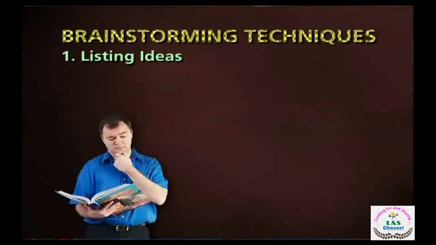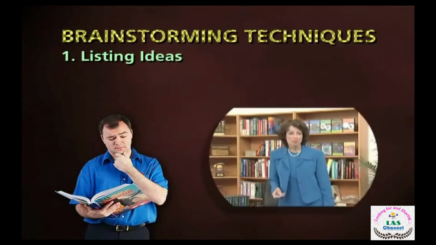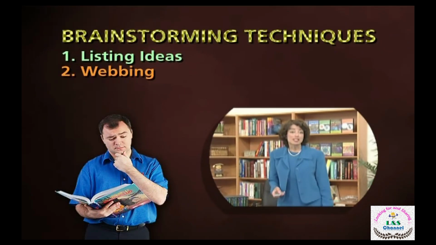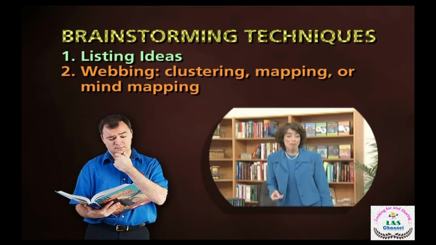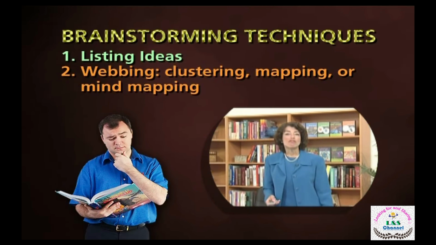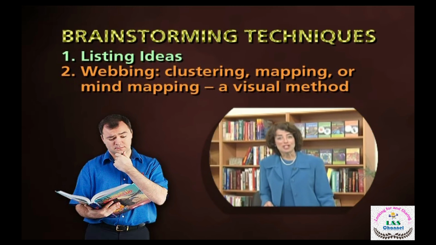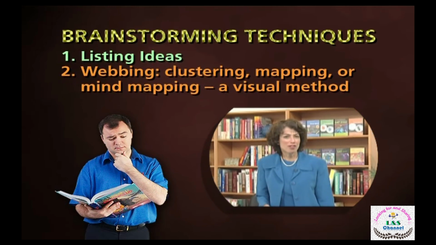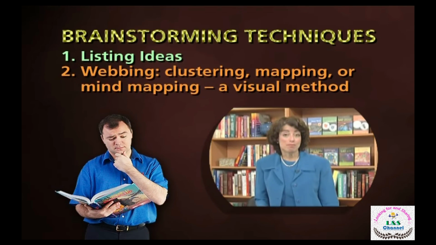Quick review. First, brainstorming is listing, which is simply numbering 1 to 10 or 1 to 5 and writing as quickly as you can, getting down a lot of ideas. Our second method is called webbing. Some people call it clustering or mapping or even mind mapping. This is a more visual way of brainstorming ideas, and it works very, very well if you're a good spatial learner.